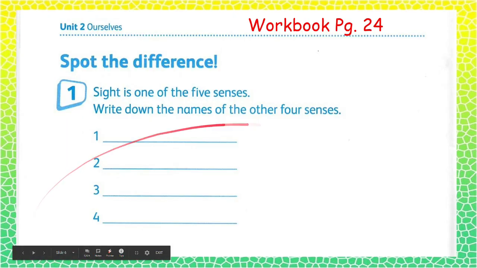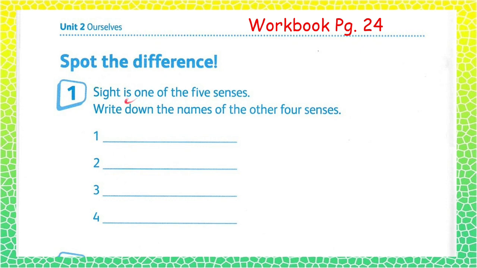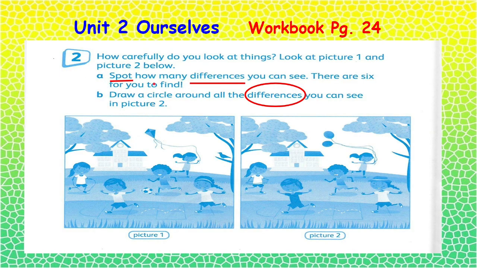On your workbook, page 24, spot the difference. But first, let's do number 1. Sight is one of the 5 senses. You will write down the names of the other 4 senses in these numbers. Okay, for number 2, using your eyes, the sense of sight, how carefully do you look at things?